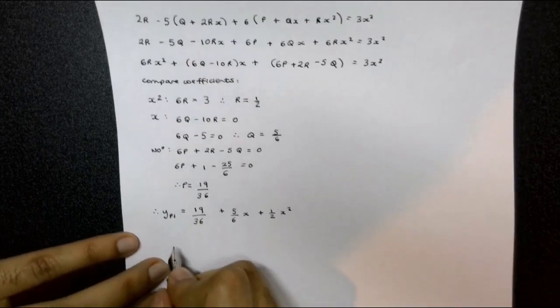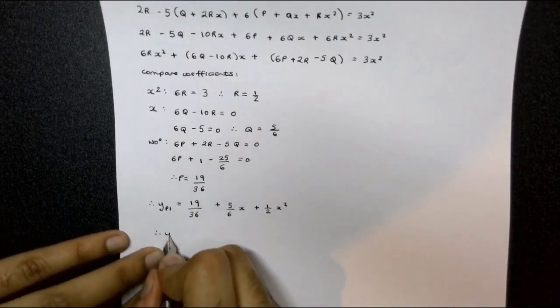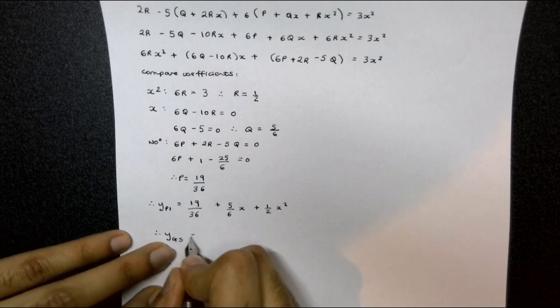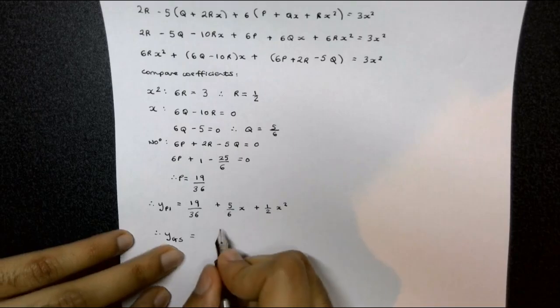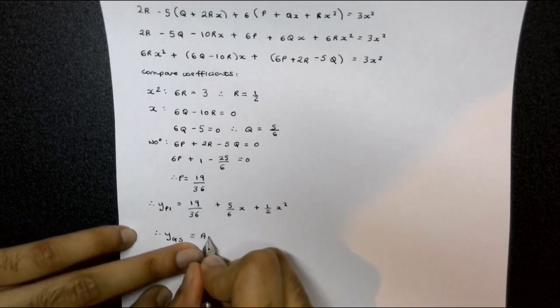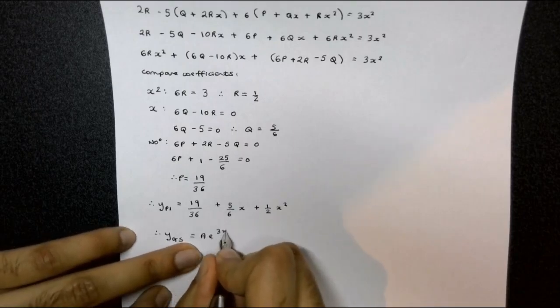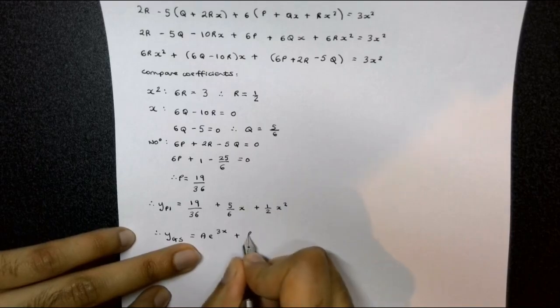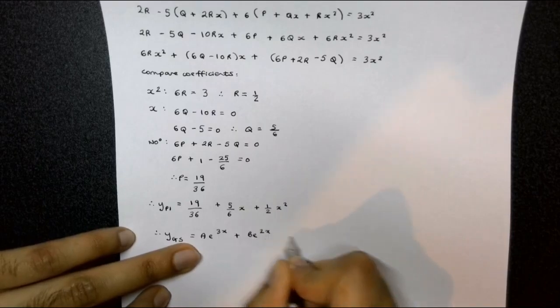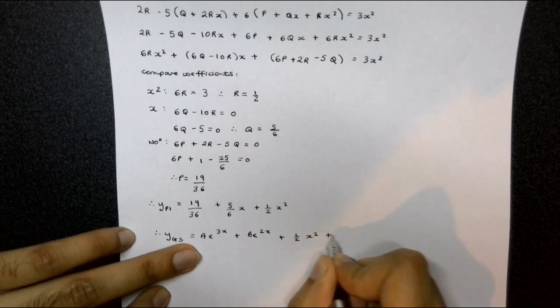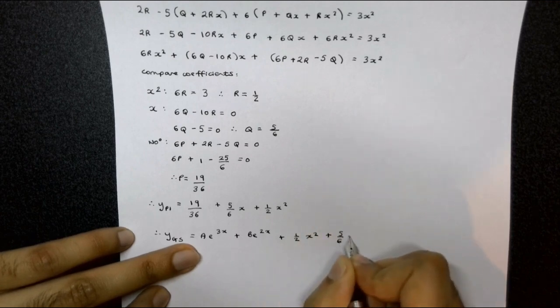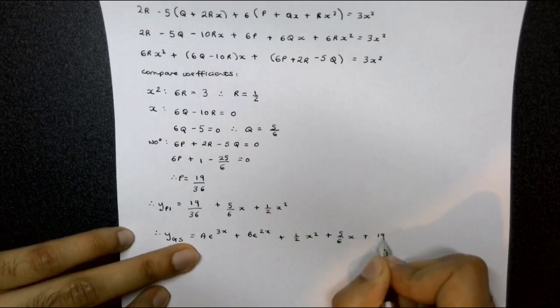So therefore for the general solution, we've got over here the complementary function a e to the 3x plus b e to the 2x plus 1/2 x squared plus 5/6 x plus 19/36.